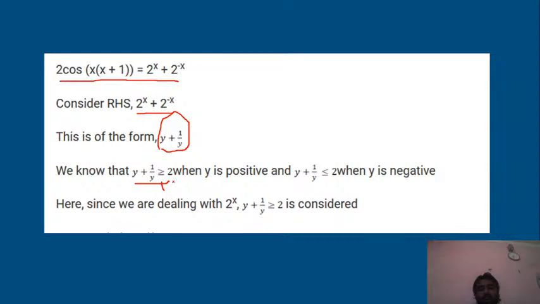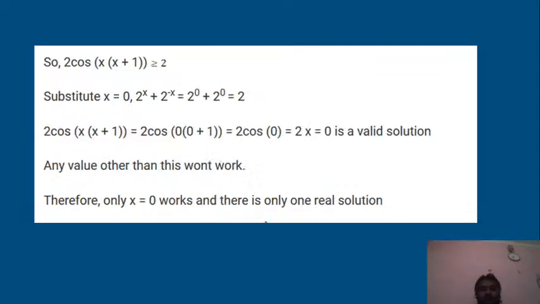That is y plus 1 by y is always greater than or equal to 2 when y is positive, and y plus 1 by y is always less than or equal to minus 2 when y is negative. Since we are dealing with 2 to the power x, this would always come out as positive, because whatever be the value of x, 2 to the power x would always be greater than 0. So I can say that y plus 1 by y would be greater than or equal to 2 as considered.